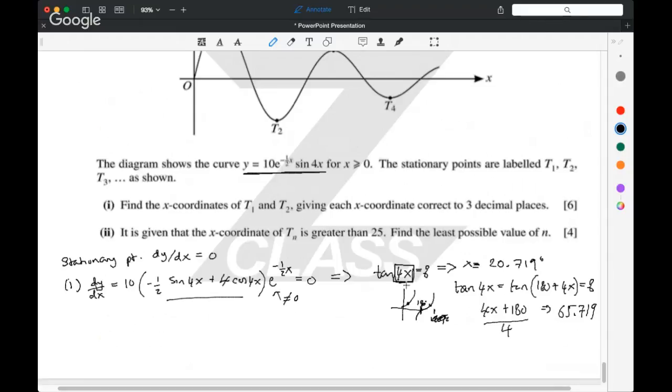So the only subtlety really here is that it's the 4x that is repeating itself, and then you have to divide. So now they're asking us to be super general, and they give us that the x-coordinate of Tn is greater than 25. So you notice that 4x is 180 degrees, or pi, periodic.